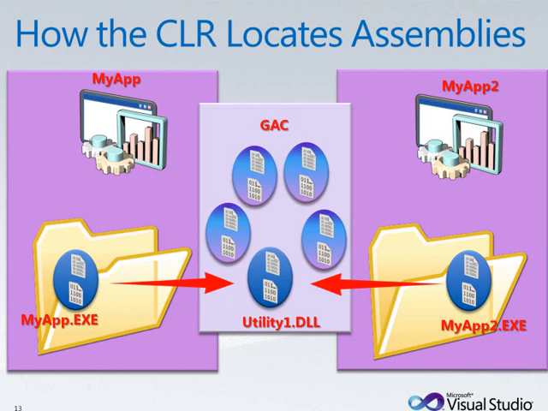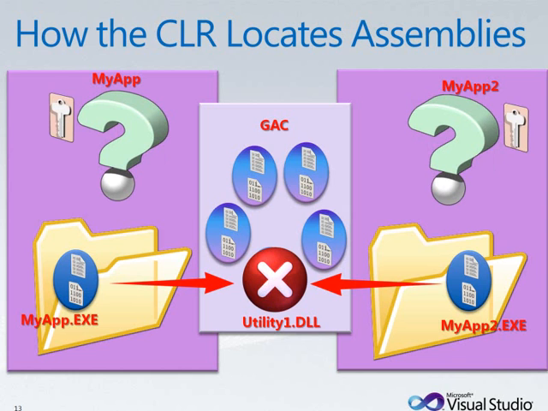To ensure the veracity and authenticity of shared assemblies held in the GAC, they must be signed with a private key. Applications that reference these assemblies are provided with the public key necessary to decrypt this signature. If the CLR cannot decrypt the signature of an assembly by using the public key held by an application, then the assembly is treated as suspect and is not loaded.